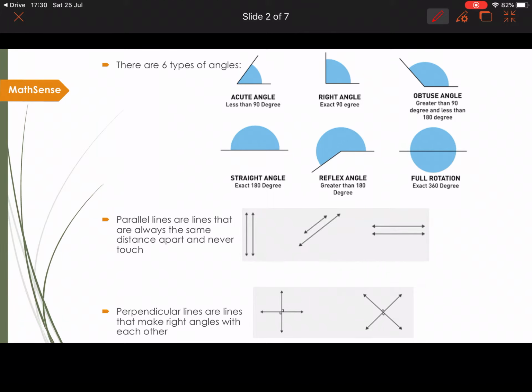Now, the other things you need to know to complete this video is that parallel lines are lines that are always the same distance apart and never touch, like the 3 examples in the picture beside the definition. And perpendicular lines are lines that make right angles with each other. Hopefully you can see the little square that represents a right angle with these lines that are crossing over each other perpendicularly. Pause the video to take down any notes about definitions that you need to, and press play when you're ready to continue.